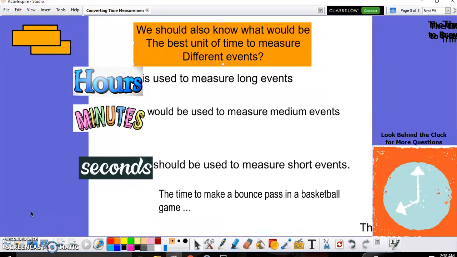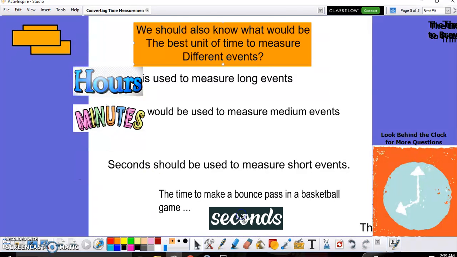And how about the time it would take to make a bounce pass in a basketball game? Would that take hours, minutes, or seconds? Which is the best estimate in time measurement? Of course, this one would take seconds. You have the ball in your hand, you quickly bounce it across the floor to a teammate. That takes a couple of seconds. Let's move on to our 5th and final question.